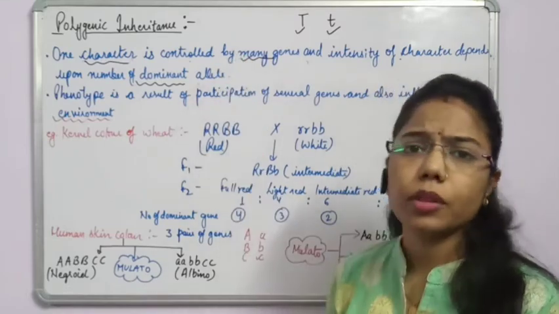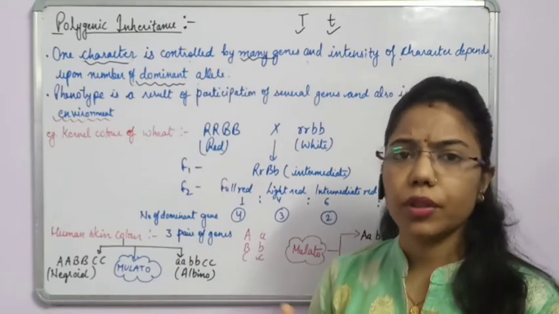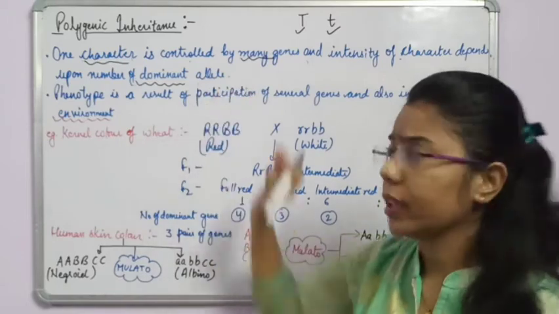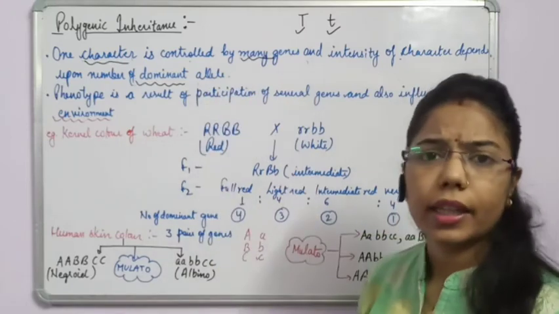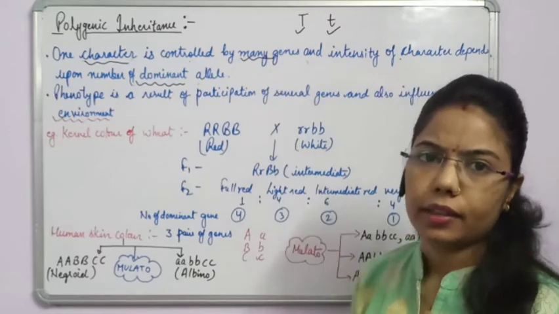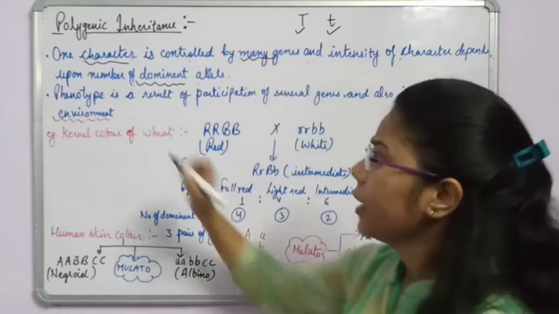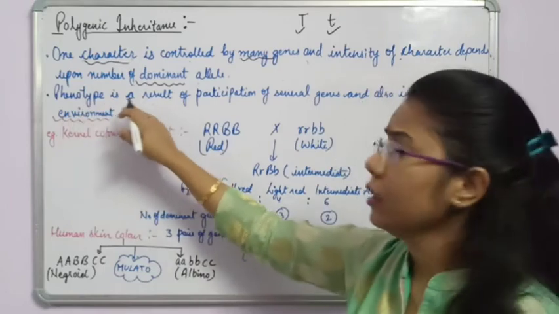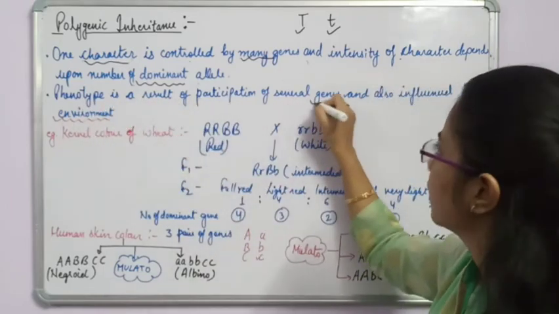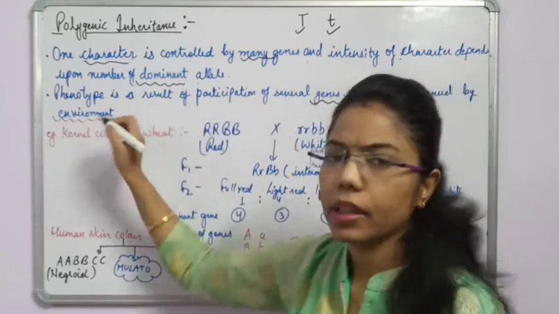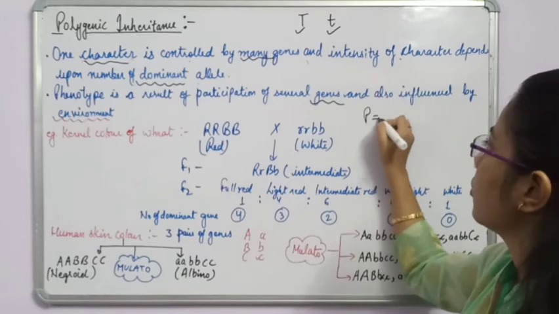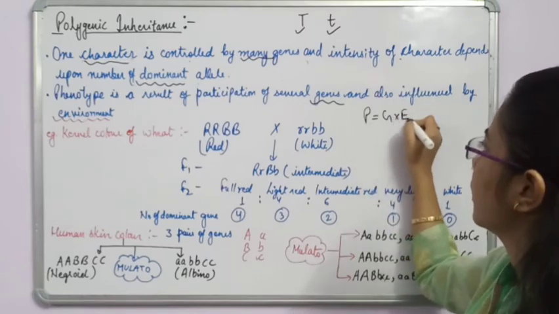So the phenotype is what? The outer appearance which we can observe. So the phenotype can be the character of any organism and how they are inherited from the parents to the offspring, it will be the inheritance, right? Now on the point which I have written here, phenotype is a result of participation of genes and also influenced by the environment. It is very clearly P equals G into E.